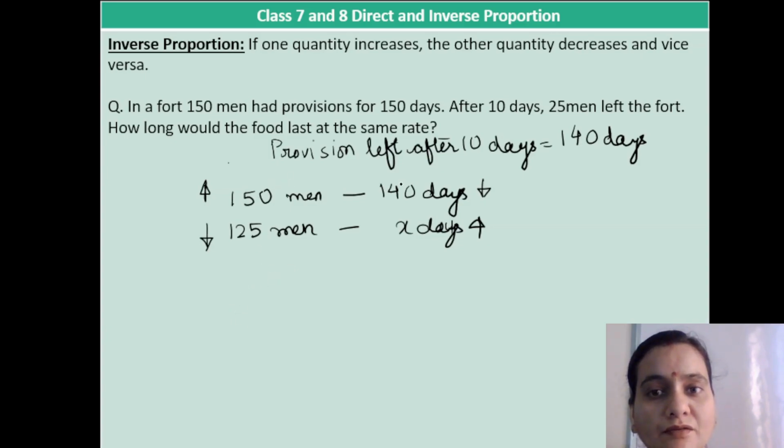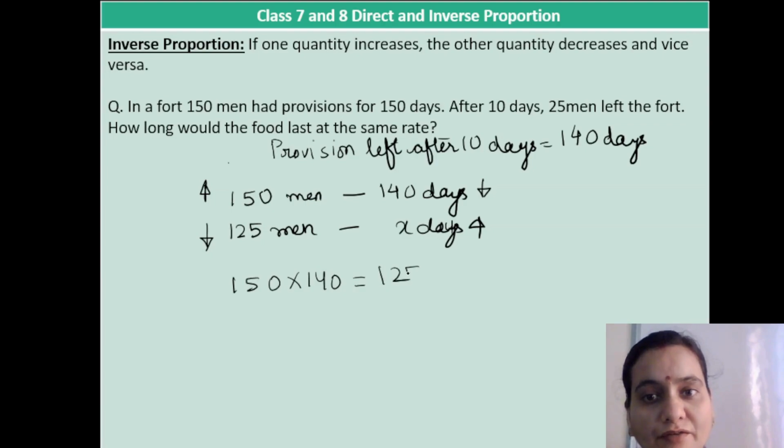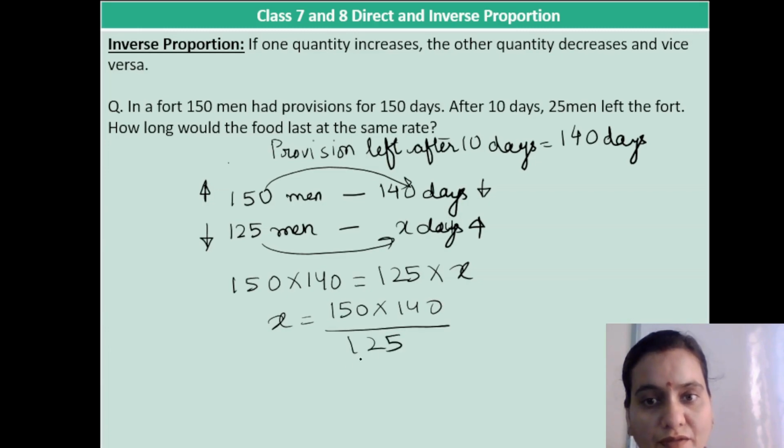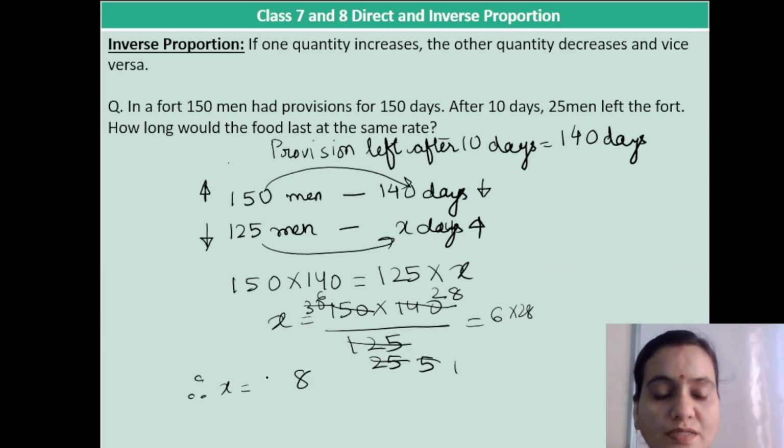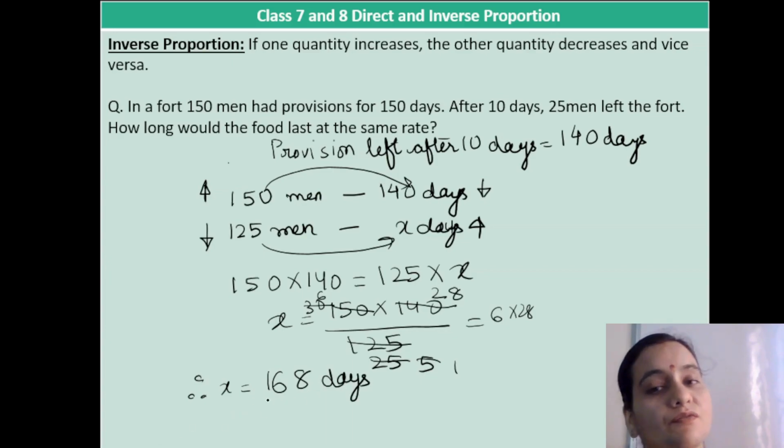So what do we do here? We will multiply directly. So 150 into 140 is equal to 125 into x. The multiplication has to be direct here. So x will be equal to 150 into 140 divided by 125. Let's divide by 5. 5 2s are 10, 5 5s are 25. 5 8s are 40, 5 5s are 25. 5 3s are 15, 5 1s are 5, 5 6s are 30. So what is left is 6 into 28. So x will be equal to 6 into 28. 6 8s are 48, 4 gets carried over. 6 2s are 12, 12 plus 4 is 16, so 168. So the same provision will last for 125 men for 168 days.